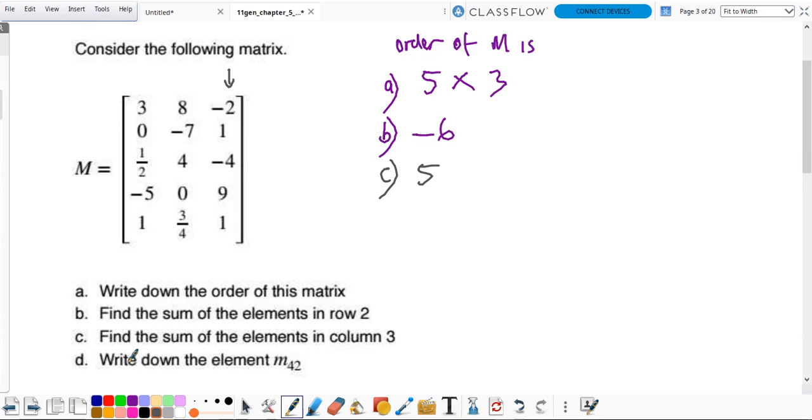Part D, write down the element M42. That means what is in row 4, column 2. If you have a look, 1, 2, 3, 4, column 2, 1, 2, 0, right there. So M42, I would write it like this: M42 equals 0.